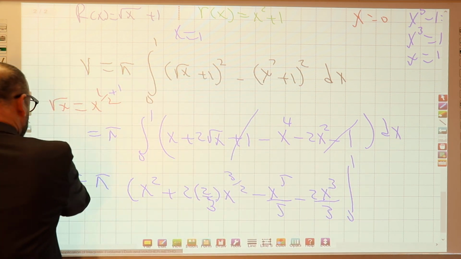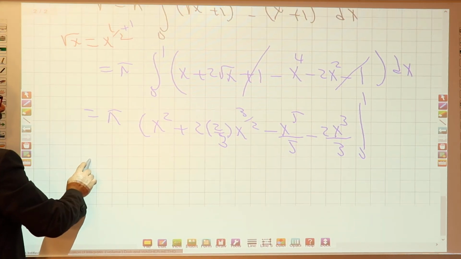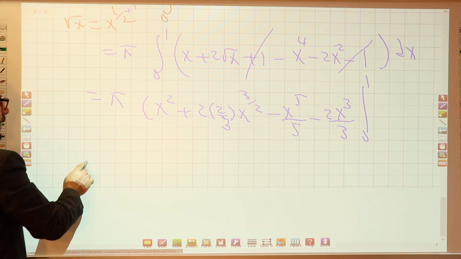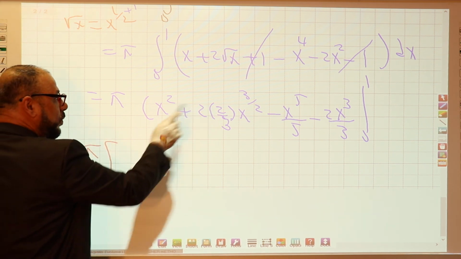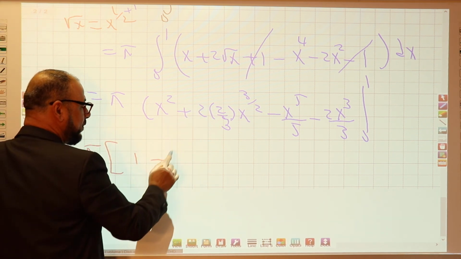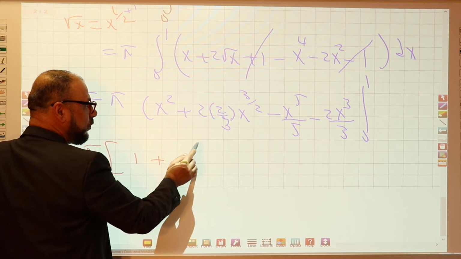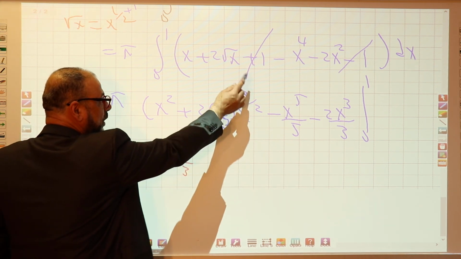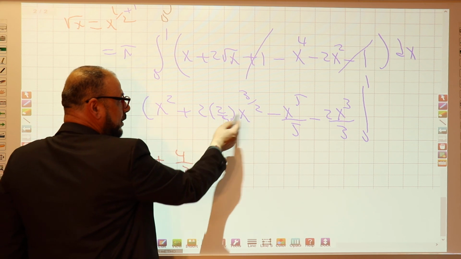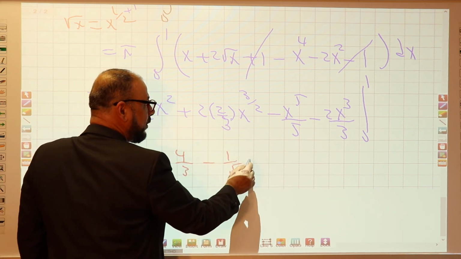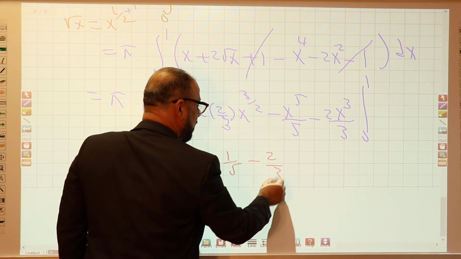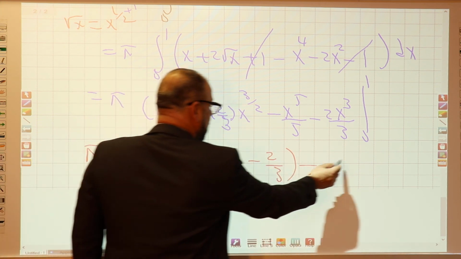0 will not affect me. I'm going to just apply the numbers and leave the rest for you. Pi, look, everything is 1: 1 plus 2 times 2 over 3, which is 4 over 3. 1 to any power is 1, minus 1 over 5, minus 2 over 3, and everything minus 0.